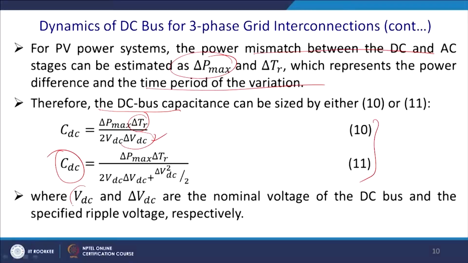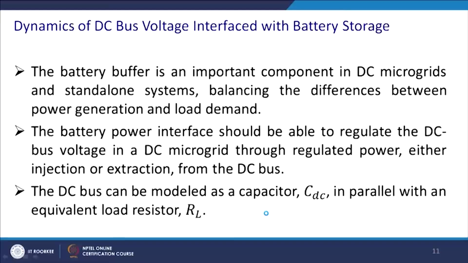where VDC and del VDC are the nominal voltages of the DC bus and the specified ripple voltage.